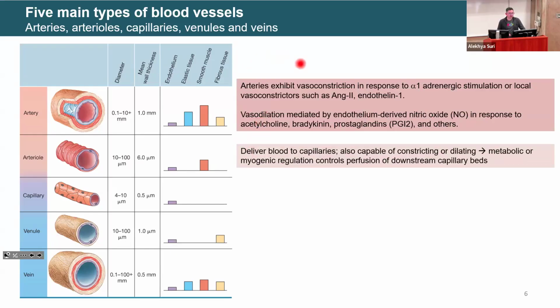Arterioles functionally exhibit both of these, the same functional features as arteries, but they are important because they deliver blood to capillaries, right? So blood is transported in these large arteries. These arteries basically start branching out into smaller and smaller arteries. Those smaller arteries then branch out further into arterioles, and the arterioles ultimately deliver blood to the capillaries.